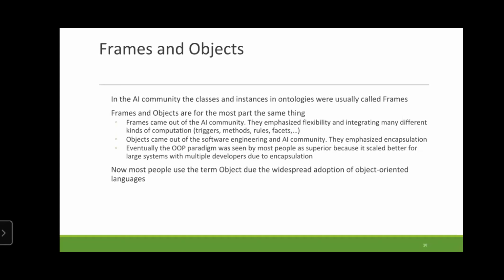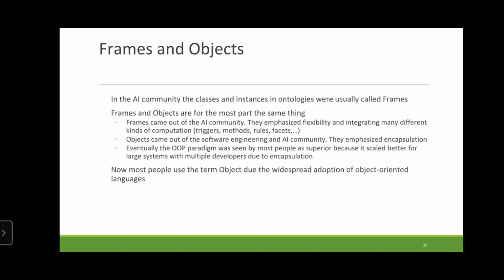And as a result, frames were a very eclectic and heterogeneous kind of knowledge representation. They were very flexible and had all kinds of different paradigms. So triggers that were triggered when you set or got the value of a property, methods, of course, rules, and there were also facets on the values of properties in frames. So you could annotate a particular value with additional metadata, which is called a facet.